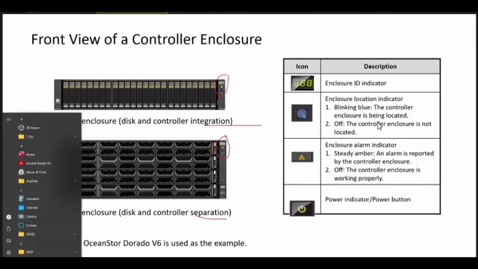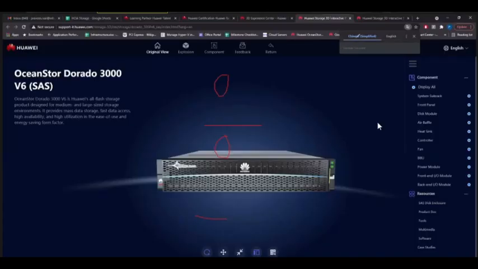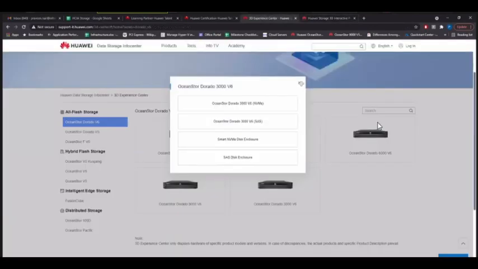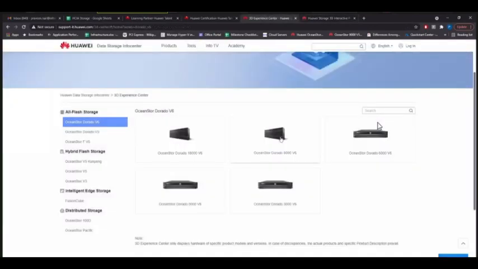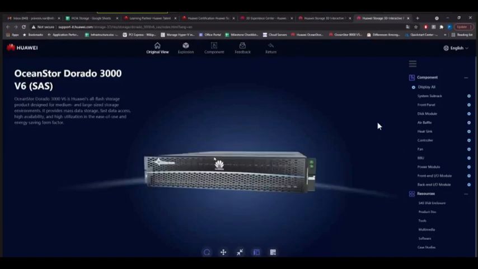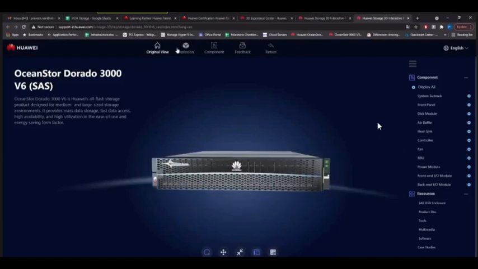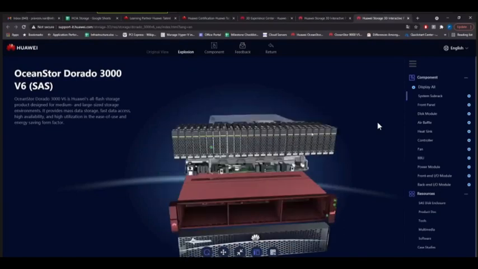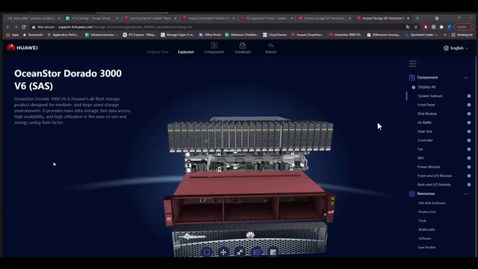So let's see if our guy came up again. All right, finally it's up. Okay. So this is a Huawei OceanStor. Let the guy load. So this is a Huawei OceanStor 3000 V6 SAS edition. So if I do an explosion, you can see here. If you move up here, you can see on the left here. So on the left here, these are all your displays, right?